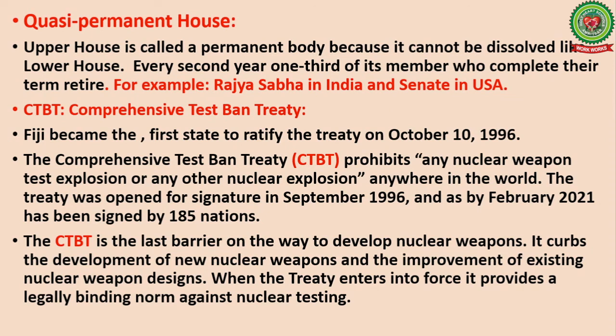Next is quasi-permanent house. Upper house is called a permanent body because it cannot be dissolved like lower house. You know what is lower house? That is in India Lok Sabha, and in USA it is House of Representatives. But upper house in India is Rajya Sabha, and in USA it is Senate. So upper house cannot be dissolved. It's permanent. Every second year, one third of its members who complete their term retire. For example, Rajya Sabha in India and Senate in USA.